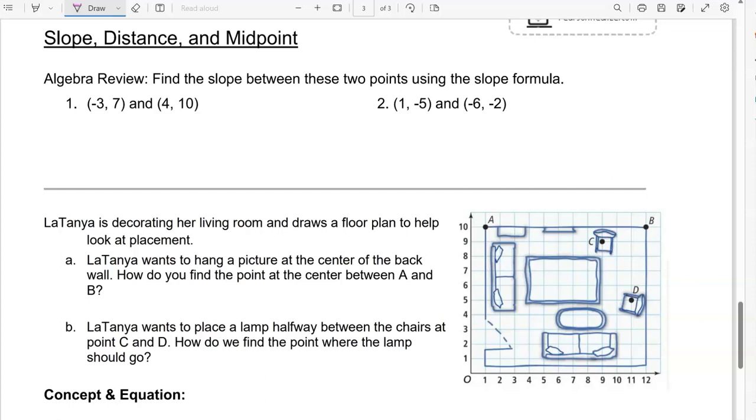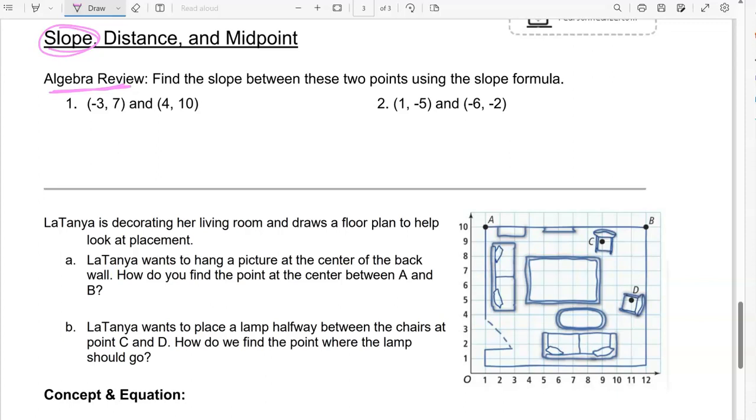This is looking at our last part of our geometry basics video. We're looking at slope, distance, and midpoint. Now, slope is a concept that was covered in Algebra 1. So see if you can find the slope between these 2 points using the slope formula.